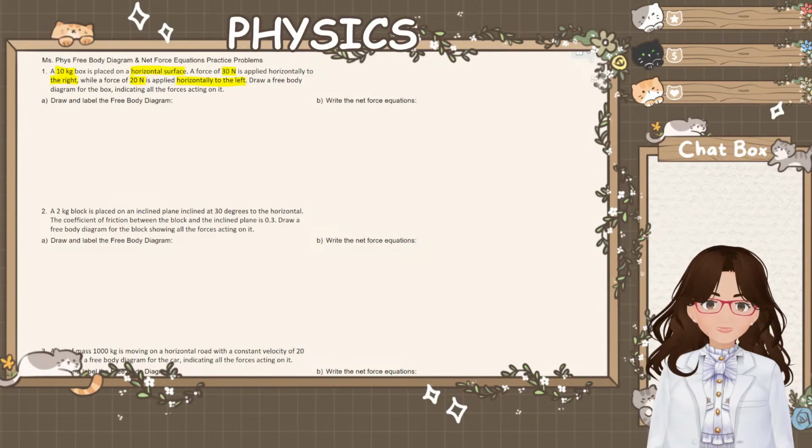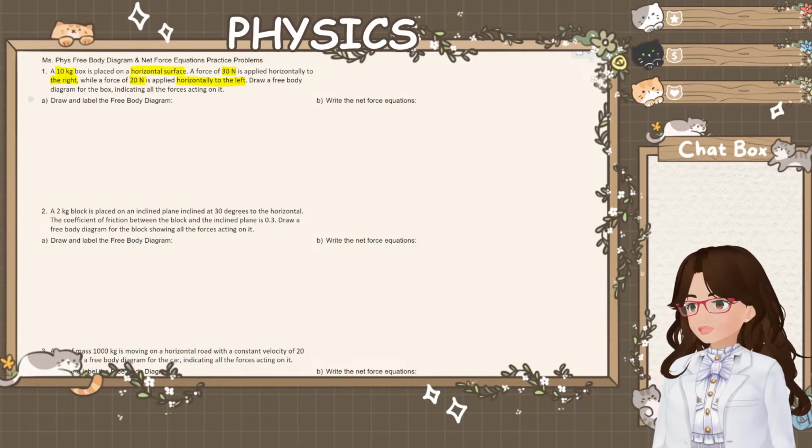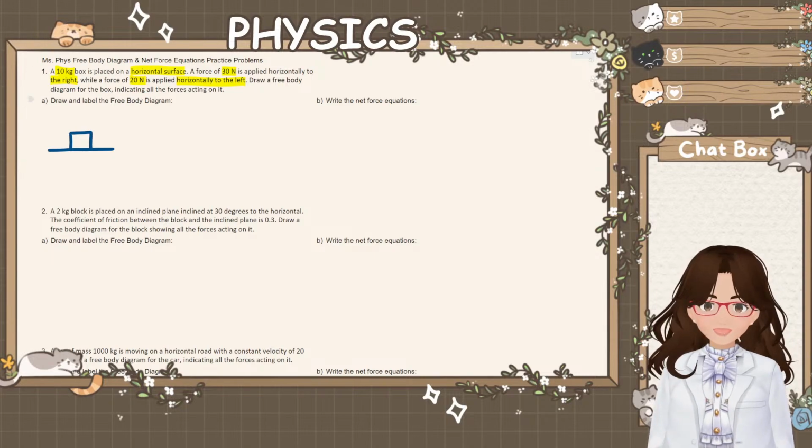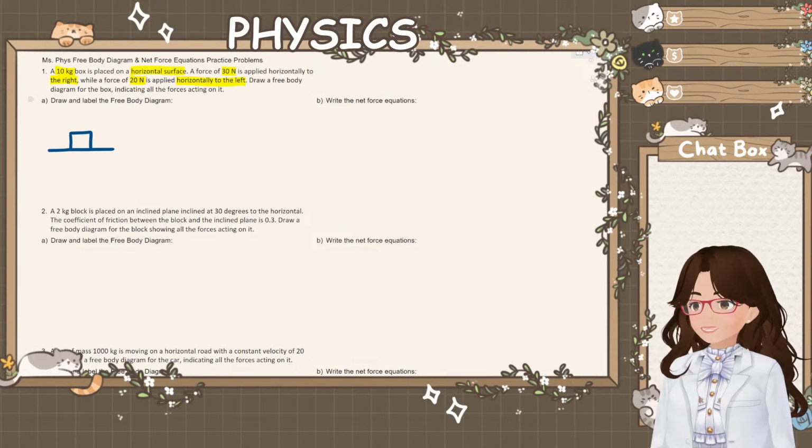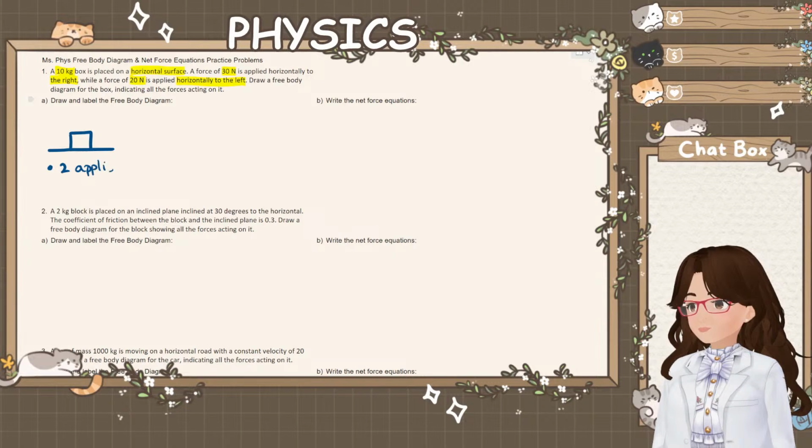So first things first, I like to personally start out with a sketch of what's happening here. So we have a box that's on a horizontal or a flat surface. And in this case, it's being pushed essentially 2 different ways. There's going to be 2 different applied forces. You have one to the left and one to the right.